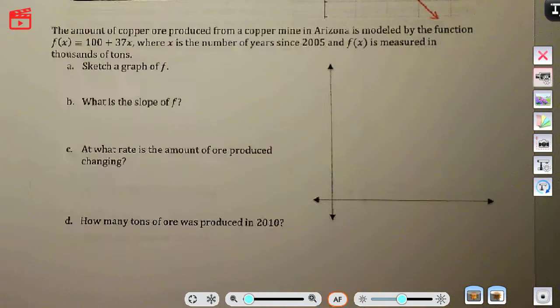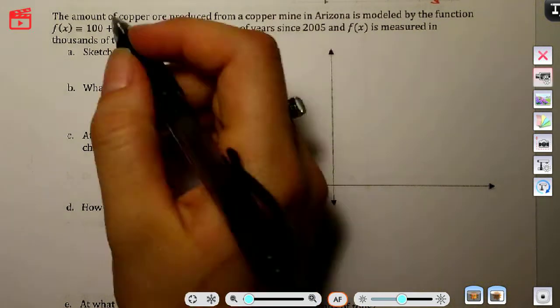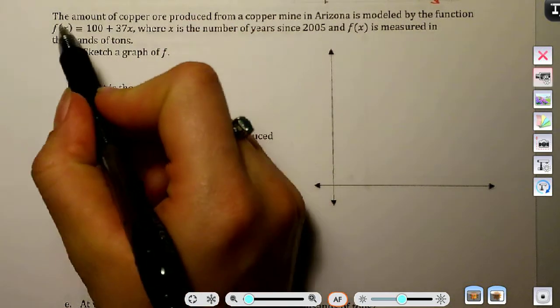Let's move on to an application problem. Exciting. Okay, sorry, this is supposed to say example 2 on it. There's 2 examples. The amount of copper ore produced from a copper mine in Arizona is modeled by the function. So we're given a function here, so this is nice. We don't have to create the function ourselves.